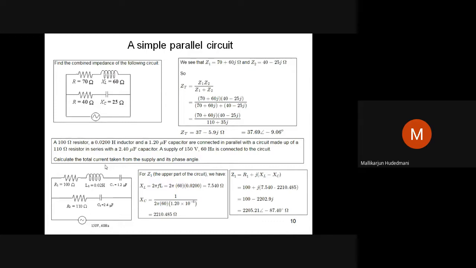That time what I will do, Z1, Z2, I represent like this. You can see here, Z1 is 70 plus J60. Now the question comes, you may ask me, sir, how could you write XL as plus, XC as minus? For this, you have to remember, whenever you have inductive reactance, it is plus JXL. How does it come? Single phase AC series circuit concept, you must remember.